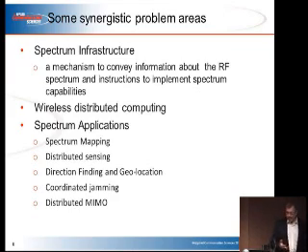There are many spectrum applications. I just listed a few of them here, but there's spectrum mapping. That's mapping out the RF spectrum in space so that you know exactly what frequencies are being used where. Distributed sensing, direction finding, geolocation, that means identifying where objects or emitters are. Coordinated jamming. So if you need to suppress a certain signal, you can do that in a coordinated, more surgical fashion, as opposed to just dumping large amounts of power, which may not be feasible in some of these new environments. And then finally, distributed MIMO.